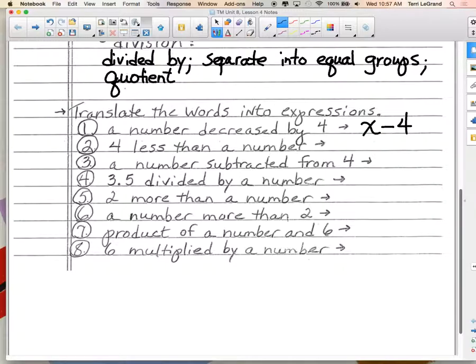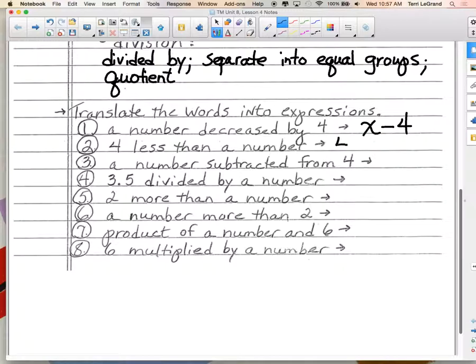Well, number 2. 4 less than a number. An algebraic expression can be written for that one. This is so important that we understand how to set these up properly. 4 less than a number. This is a tricky one. That means 4 minus x.